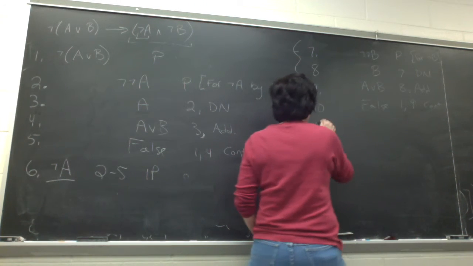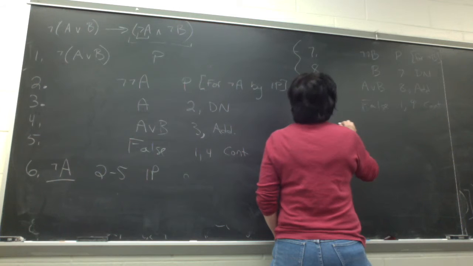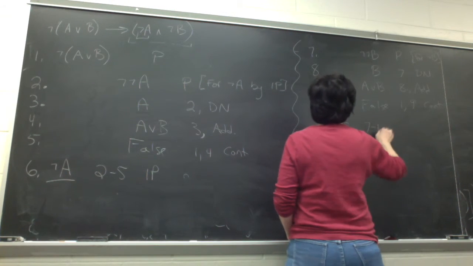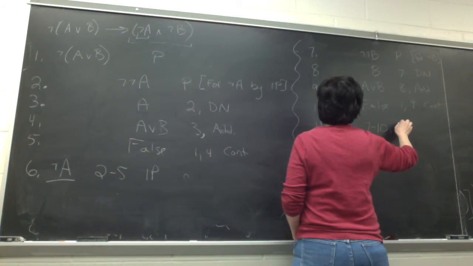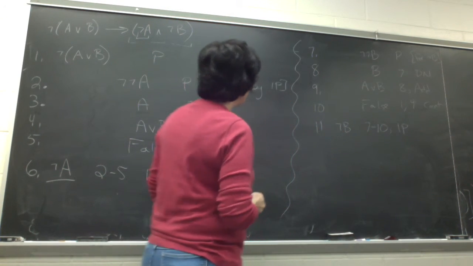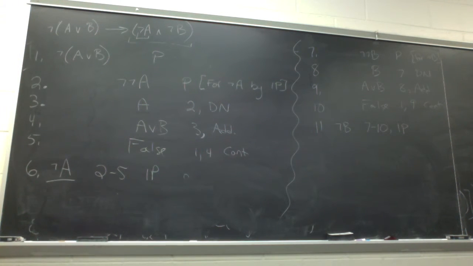Which means for 11 we outdent and say not B based on 7 to 10 and IP, right? We are not done with our proof yet. What were we trying to prove? The right-hand side that we need to get to before we can do our CP is not A and not B, right? But we've got enough information to do that now.